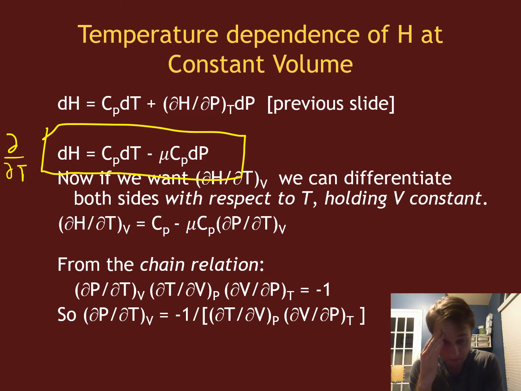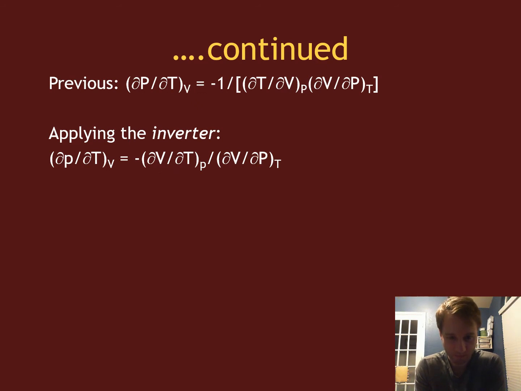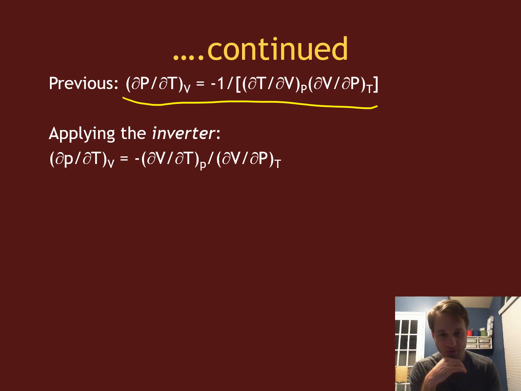And again, we can use this chain rule for partial derivatives, for del P del T under constant volume, to write it in terms of del T del V under constant pressure and del V del P under constant temperature. And this was from that previous slide, right? The chain rule solves this.